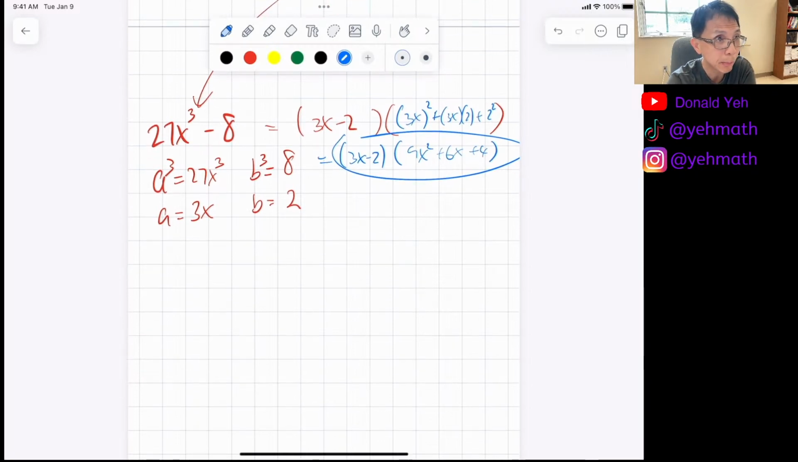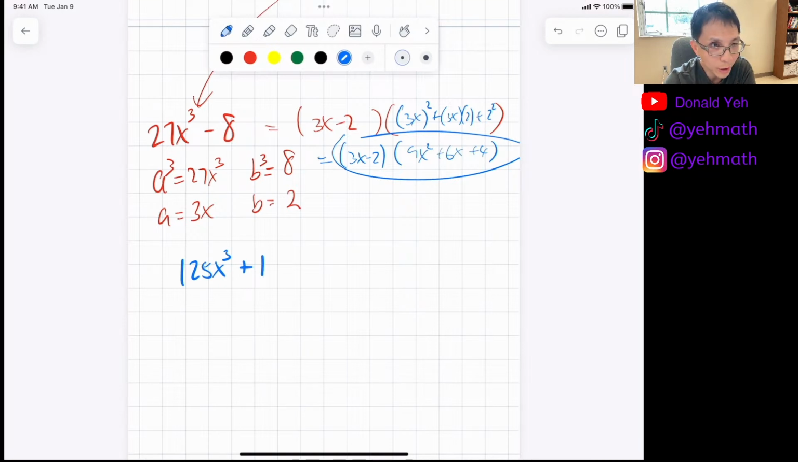You guys want to try one more? 125x to the cube minus 1. But you do have to memorize the formula tomorrow for sum and difference of the cube. Actually, I'll give you a plus because you already did the minus. I already showed you an example of minus. I didn't show you an example of plus. 125x to the cube plus 1.